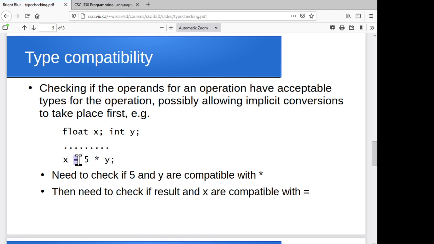So when it does this assignment, it's going to have to carry out some kind of implicit conversion from int to float. But again, we need to look at the two operands we're using for our multiplication, and make sure that they're compatible with one another and with the multiplication operation. And we need to look at the two operands for our assignment and make sure they're compatible with each other and with assignment, right? Make sure that assignment knows a way to assign an int to a float and what kind of conversions have to take place.